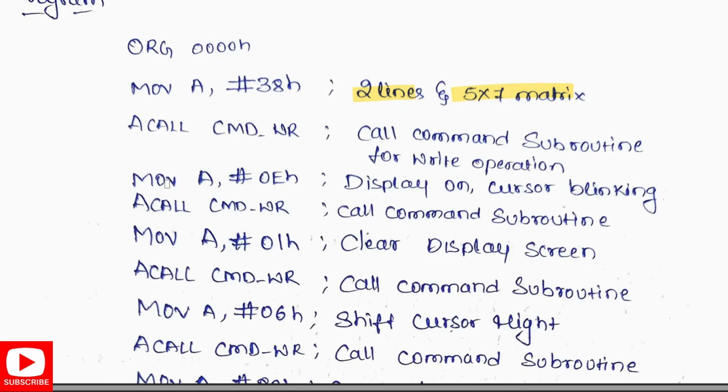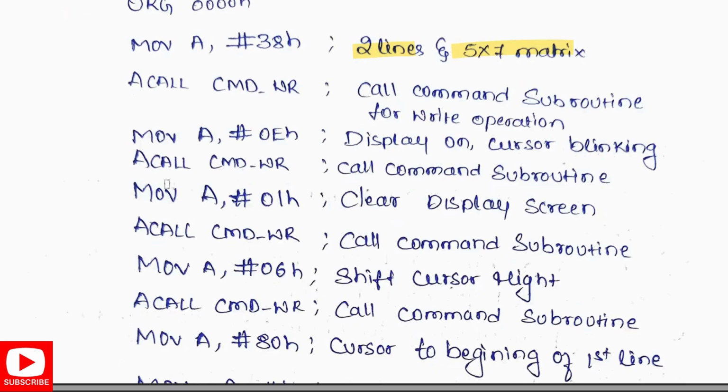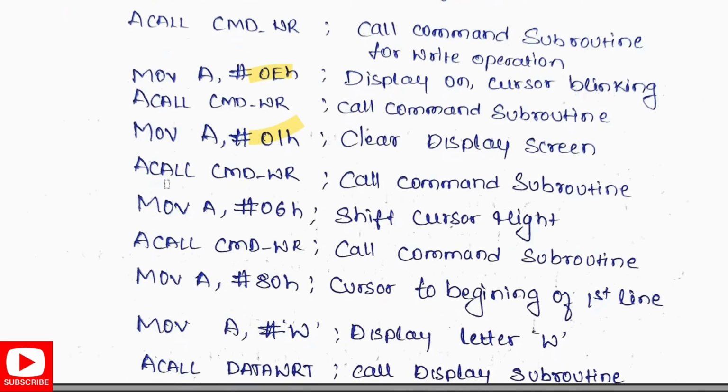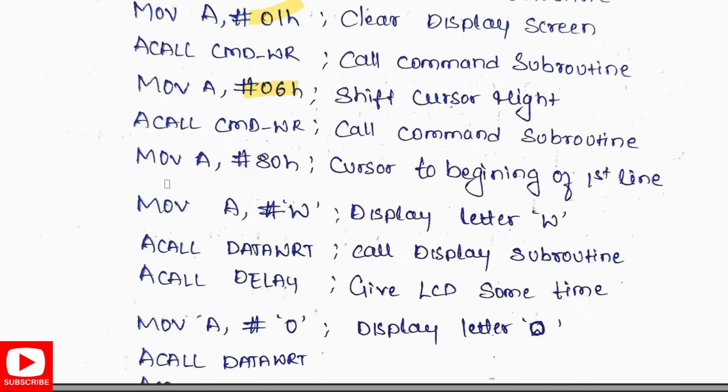What command? The subroutine for the command write operation, you have to call it. Similarly for 38H it was that. Now the next common thing is 0EH. This is display on and cursor blinking. ACALL CMDWRT, again call the command subroutine. Next is 01H, this clears the display screen. Again call the command. Next is 06H, which means shift the cursor to the right. Call the command again. Next 80H.